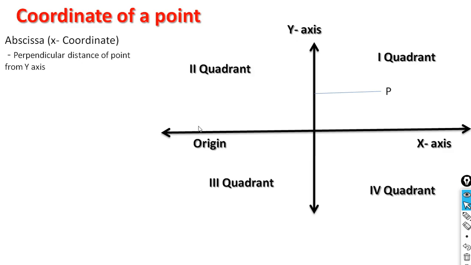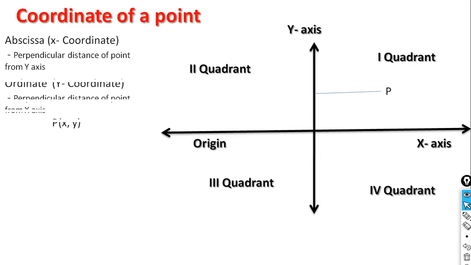You can also understand abscissa by movement, that is right movement or left movement. Then the vertical movement is known as the y coordinate, the perpendicular distance from the x-axis. It is known as the y coordinate, also known as ordinate. So this point P is specifically written as P(x, y). x stands for the x coordinate, y stands for the y coordinate. This is the representation of a point in a plane.